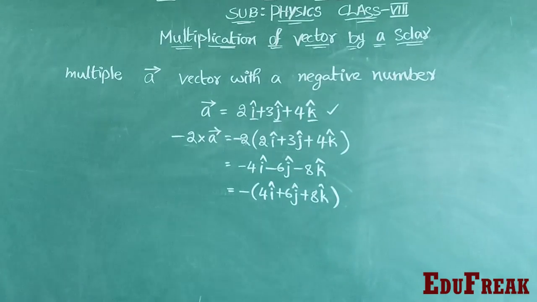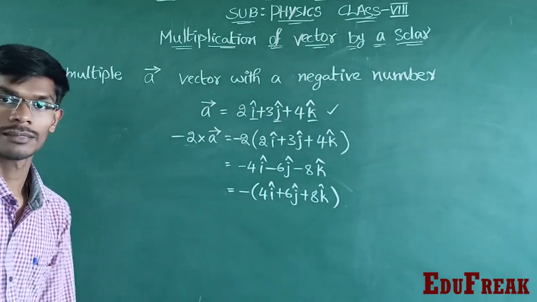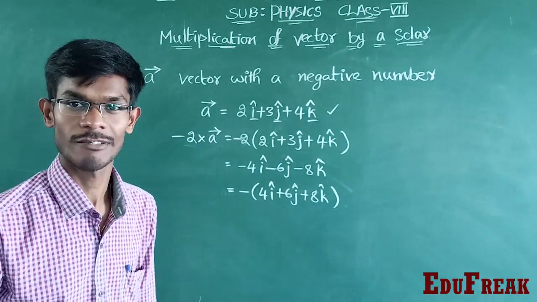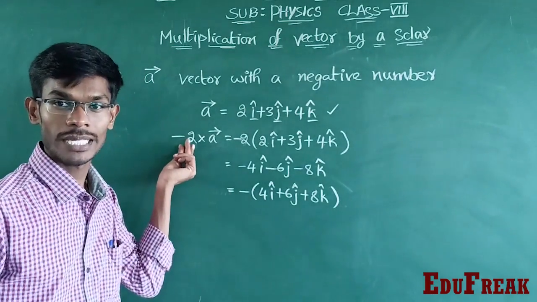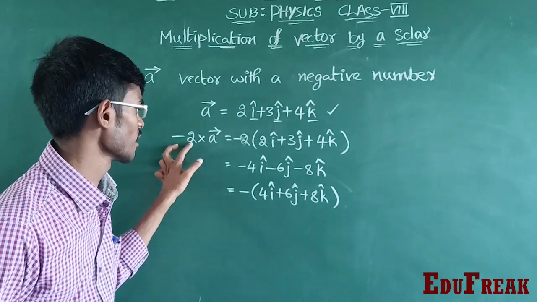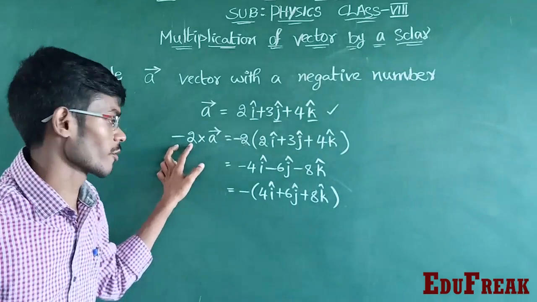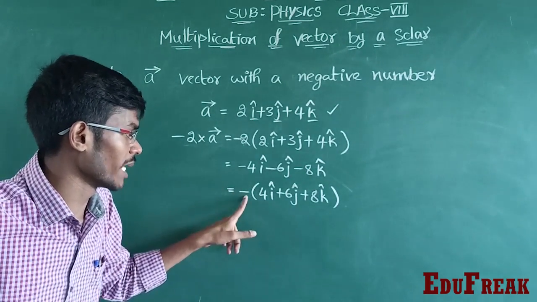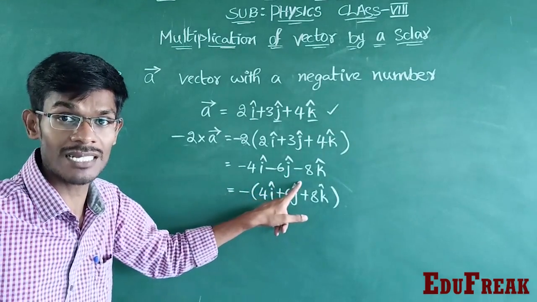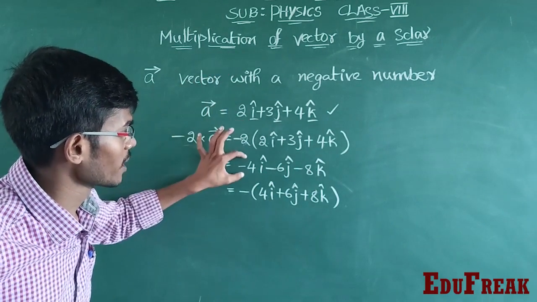So if you are multiplying a vector A bar with a negative number, what is happening? The magnitude will definitely change. If we are multiplying with 2, then the magnitude becomes double. Suppose you are considering minus 2, the magnitude will still be scaled by a factor of 2. In the same way, if you multiply, we get minus 4i minus 6j minus 8k.